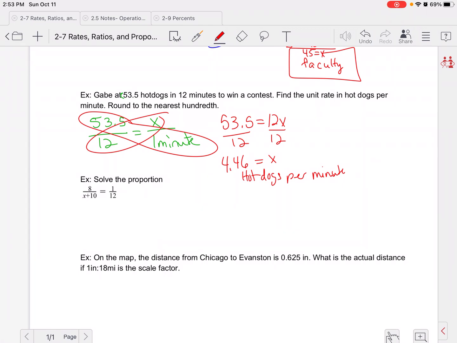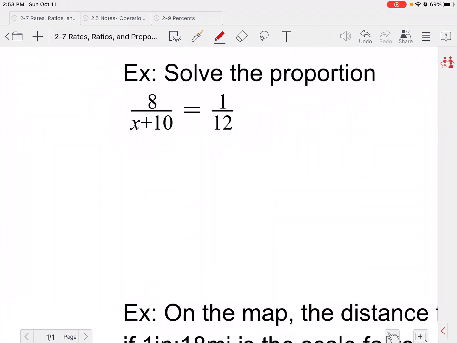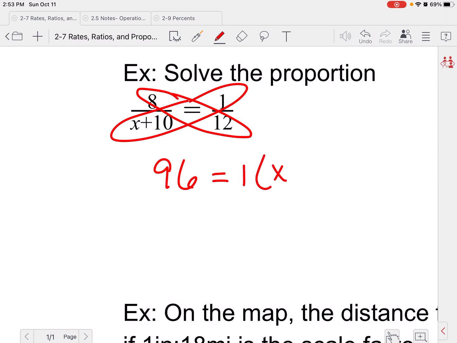All right, so here we go. We're solving a proportion. Now this time we have a little extra: we have this x plus 10 here. So I'm still going to do the same thing. When I see fractions equal to each other, I can do my butterfly method. 8 times 12 is 96. I want to make sure all my math is right here. And then we're going to do 1 times x plus 10.